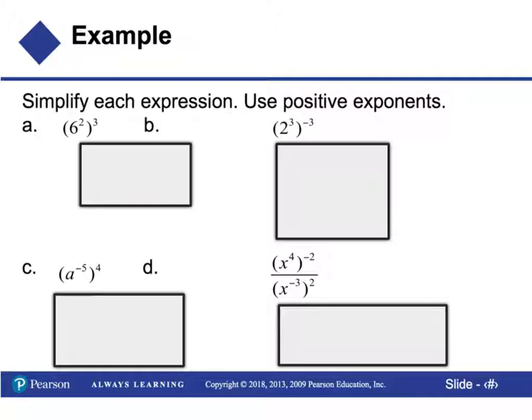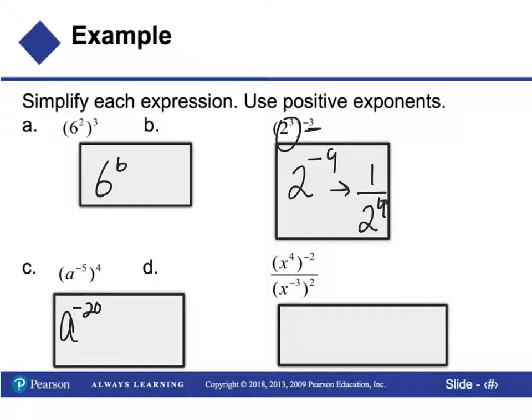So let's go through these. We have 6 squared to the 3rd power, so that's 6 squared times 6 squared times 6 squared, or 6 to the 6th. We have 2 to the 3rd raised to the negative 3rd power, so that's 2 to the negative 9th, simplified to 1 over 2 to the 9th. That's a 9. All right. We have a to the negative 20th here, or 1 over a to the 20th.